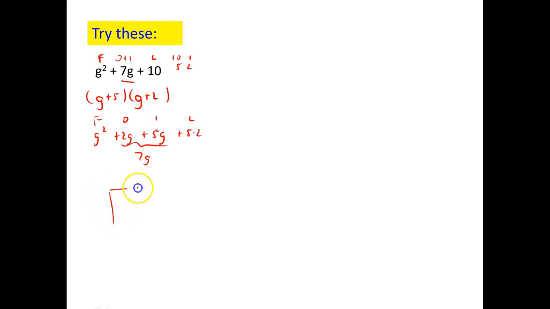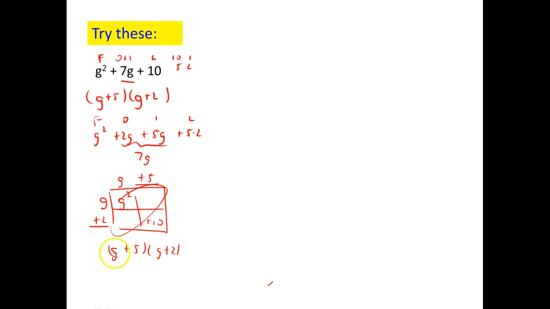If you're someone that prefers to use the box method, you know that you have g squared in the front, and you know that you have a positive 10 in the back, so that has to be g and g. The question is, what combinations can you put here and here that are going to get me 10, and when you combine them on the diagonal, you end up with that 7g that we need. Well, that obviously is going to be a 5 and a 2. So your answer here would be g plus 5 and g plus 2, which is the same as we got when we did the unFOILing method.